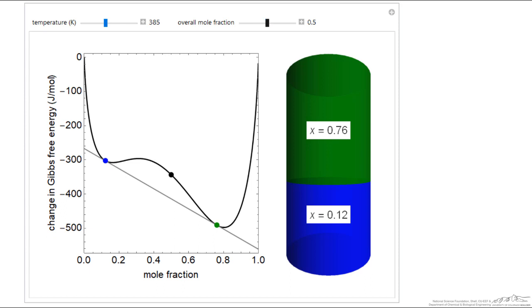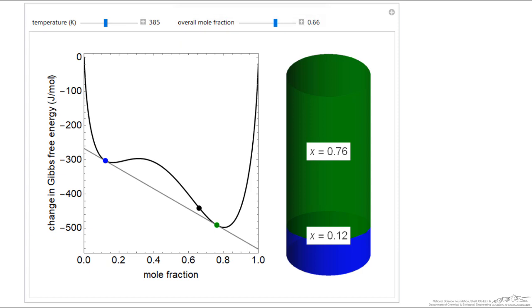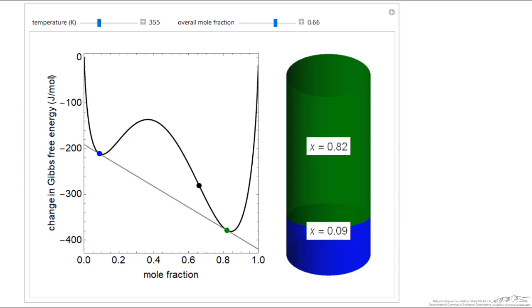And the relative amounts: if I change the overall mole fraction, you can see that as we get closer to the mole fraction of the green dot, we have more and more of the phase with the mole fraction of 0.76. So the lever rule can be used to determine how much we have of each phase along this tangent line. Lowering the temperature increases the excess Gibbs free energy. The liquids mix even less as we lower the temperature, and we get more phase separation.